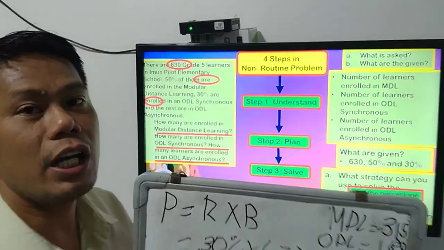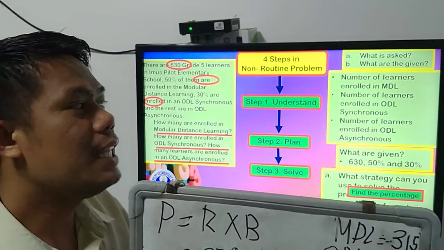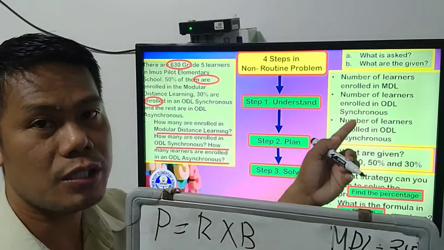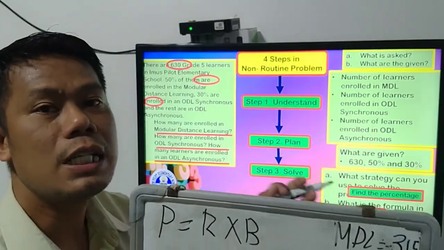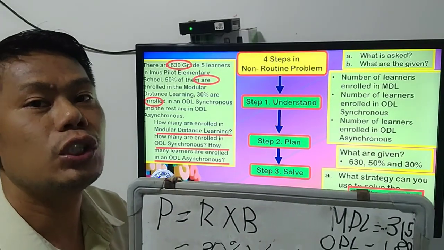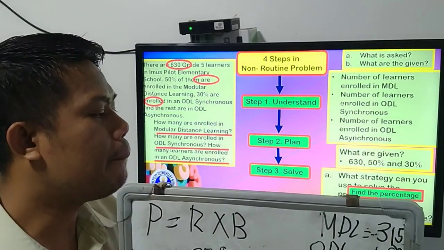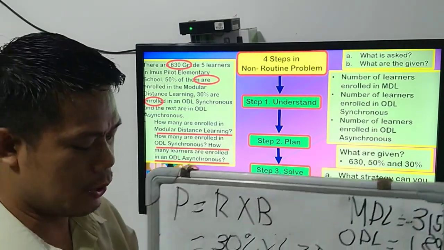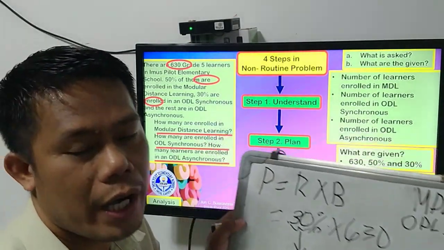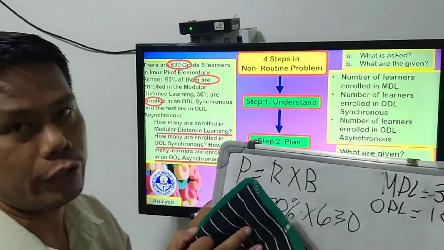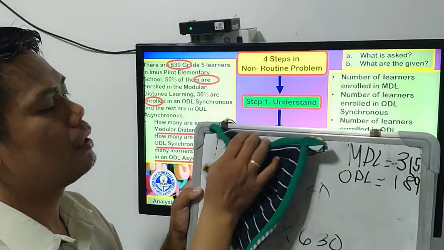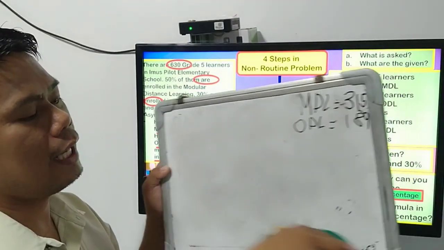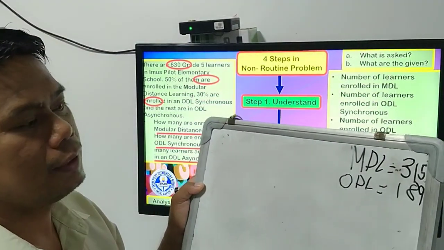Okay, so we are going to combine the answer for the MDL and the ODL synchronous, then subtract it from 630 in order to get the number of ODL asynchronous. And this is not required percentage anymore. Okay, so now we are going to add or sum up.